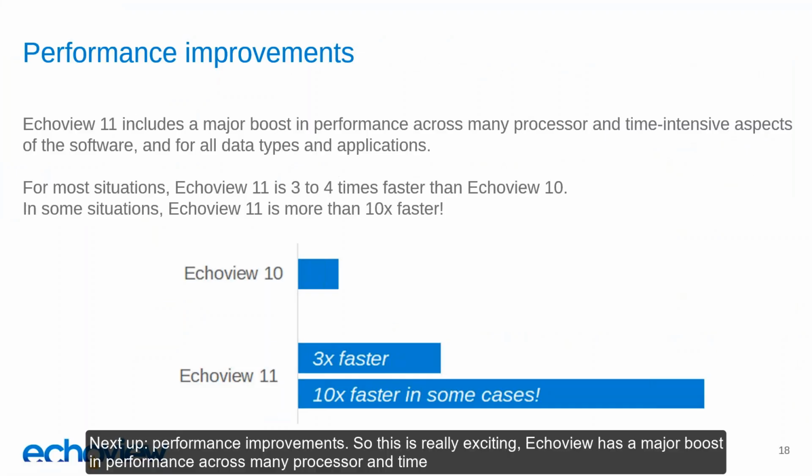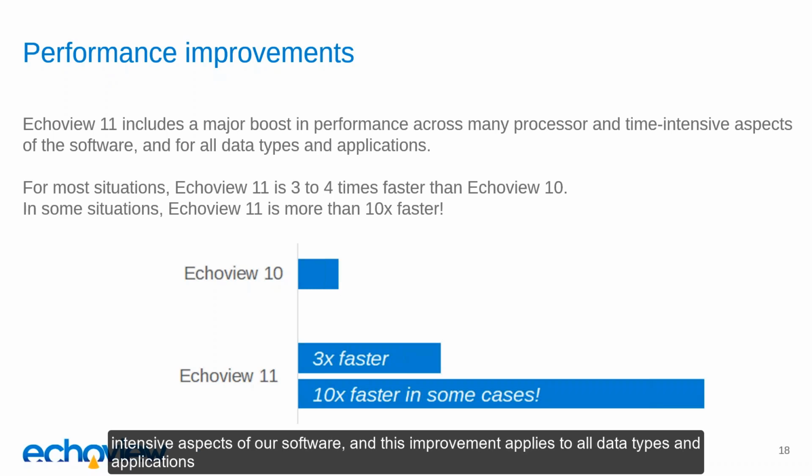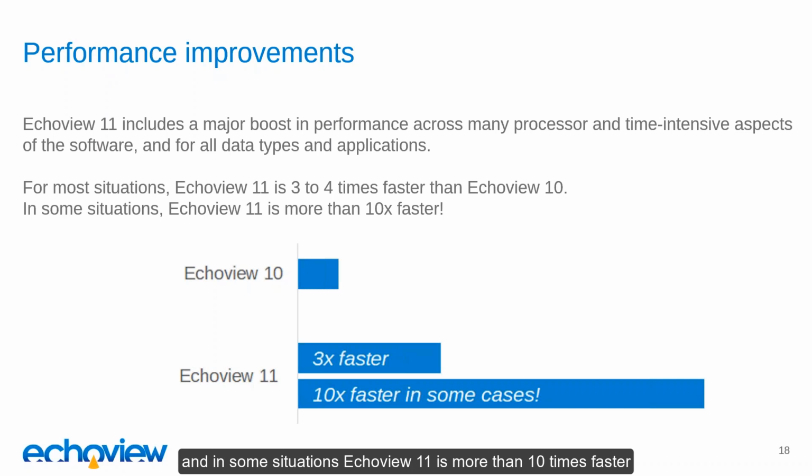Next up, performance improvements. So this is really exciting. Echoview has a major boost in performance across many processor and time-intensive aspects of our software. And this improvement applies to all data types and applications. For most situations that we've tested, which has been quite a lot, Echoview 11 is 3 or 4 times faster than Echoview 10. And in some situations, Echoview 11 is more than 10 times faster.